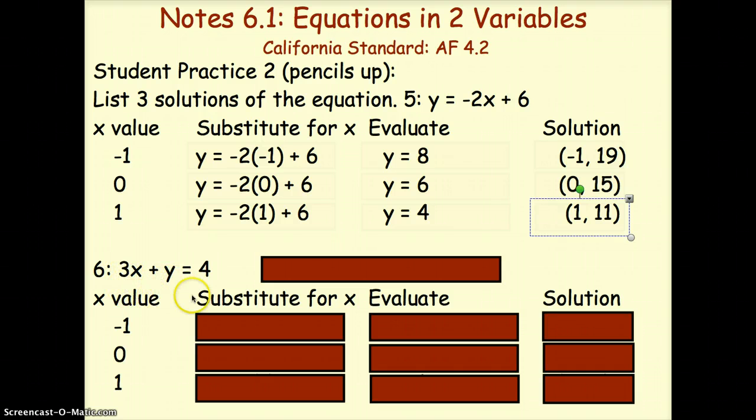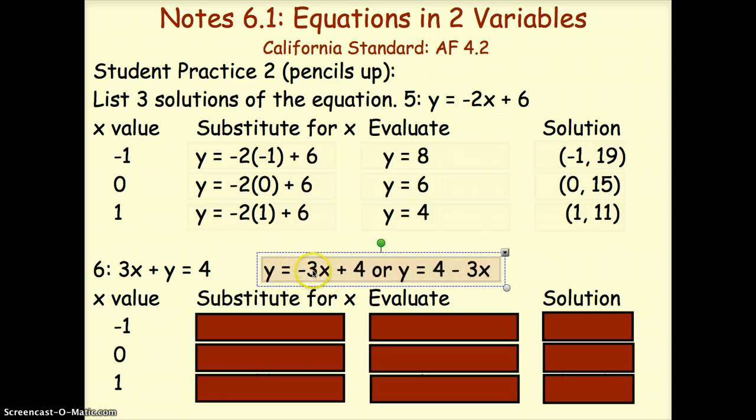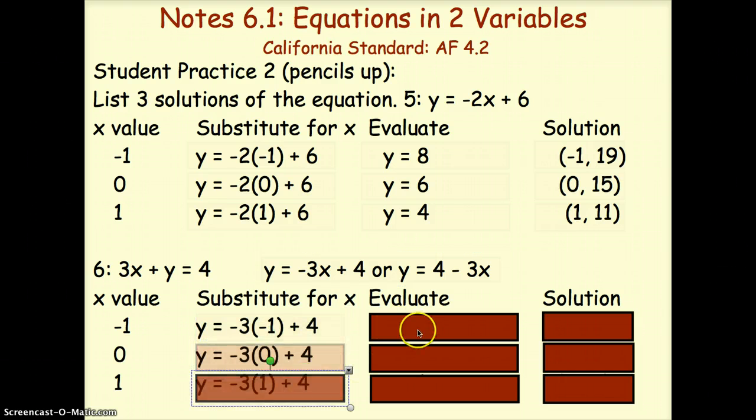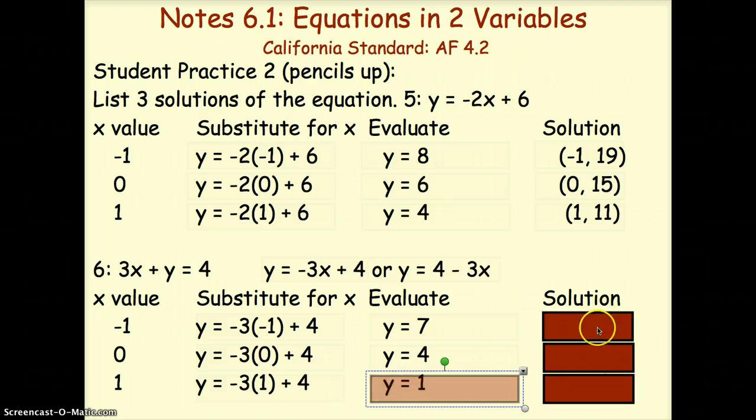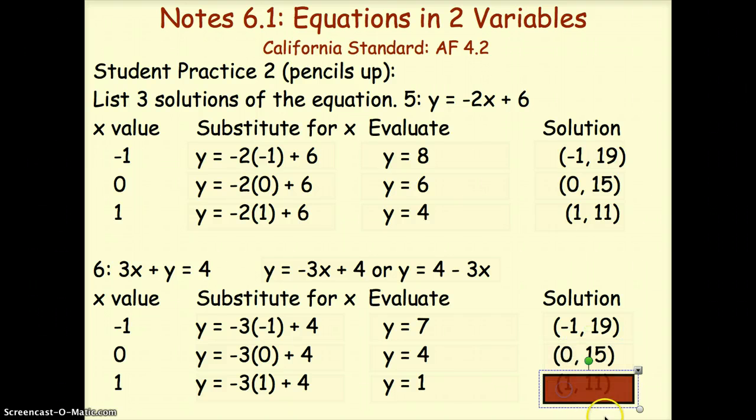Okay, here I'm going to subtract 3x from both sides, and I'll either have y equals -3x plus 4 or y equals 4 minus 3x. Remember, they mean the same thing. Now I want to choose my values for x and plug them in. And then, of course, I'm going to do my multiplication and add 4. And I end up with 3 ordered pairs, -1, 7, 0, 4, and 1, 1.